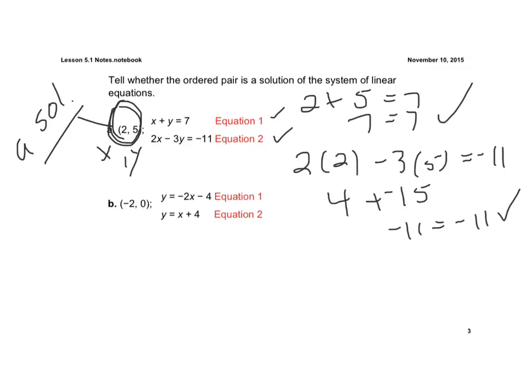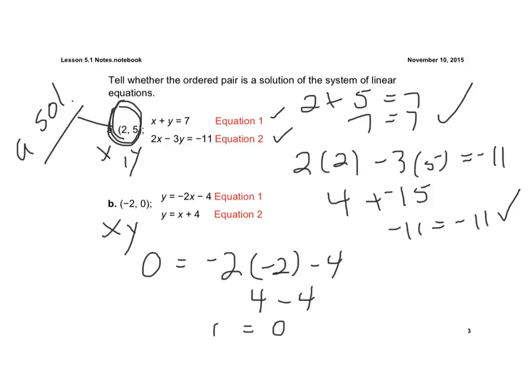So now let's check letter B. Again, this is the x, this is the y. So I plug in 0 equals negative 2 times negative 2 minus 4. Negative 2 times negative 2 is a positive 4, minus 4 is 0, and 0 equals 0. So that checks. Now I'll plug it into the other one. 0 is equal to negative 2 plus 4. Well, negative 2 plus 4 is 2. This is not true, so this is not a solution.